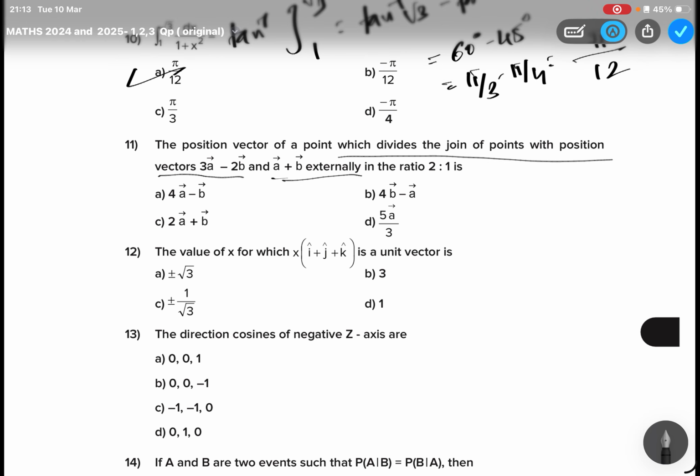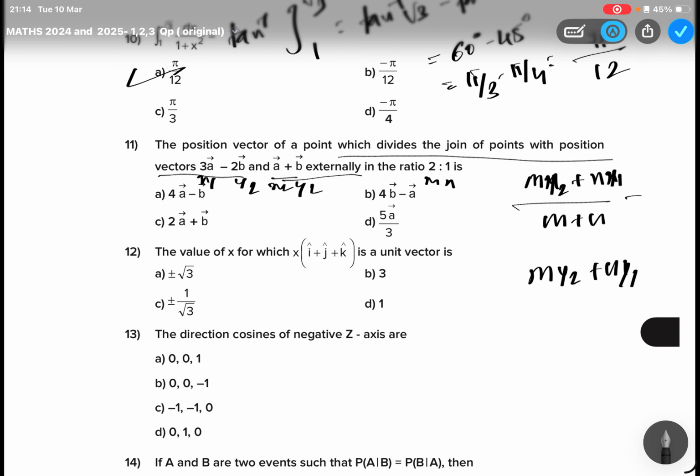So here is another point x2, y2, and this is x1, y1, and this is m, n. Use (m y2 plus n y1) divided by m plus n. It means (m x2 plus n x1), and the second one is (m y2 plus n y1) divided by m plus n. You will get the answer.